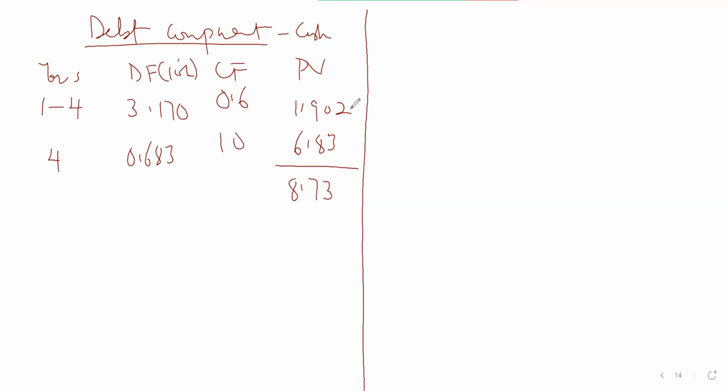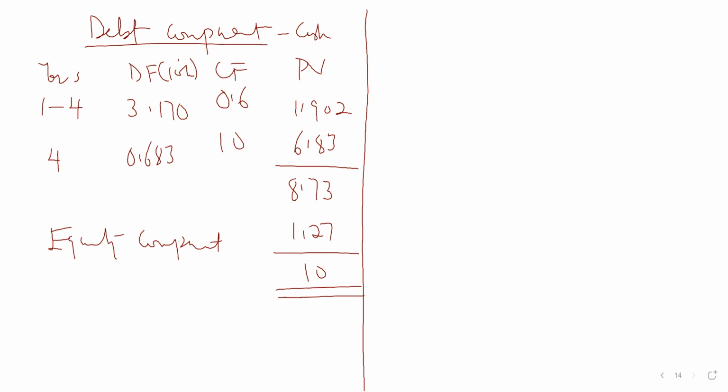So this is a debt. But what is the total value of the instrument that we are receiving? 10 million. So it means that there's a portion of it that is for equity. So what will be the equity component? The equity component will be 10 minus 8.73, which is 1.27. The debt component is 8.73.